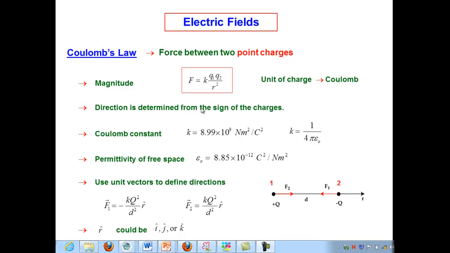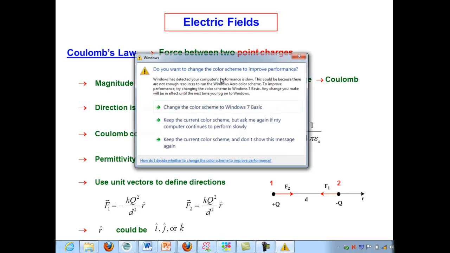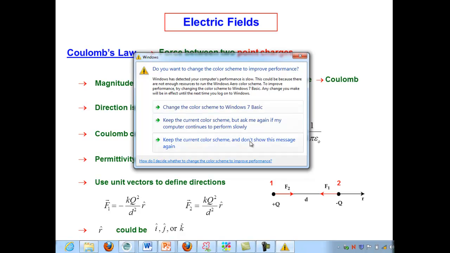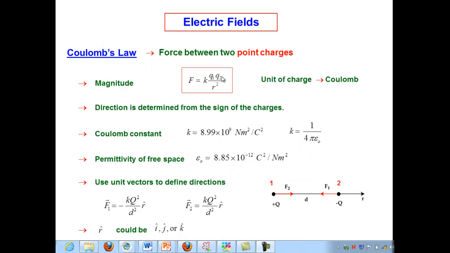So the direction is determined from the sign of the charges. Of course, like charges repel, opposite charges attract. Let me be clear about that. Like charges repel, opposite charges attract. Positive and negative charges attract one another. Positive and positive charges repel one another.